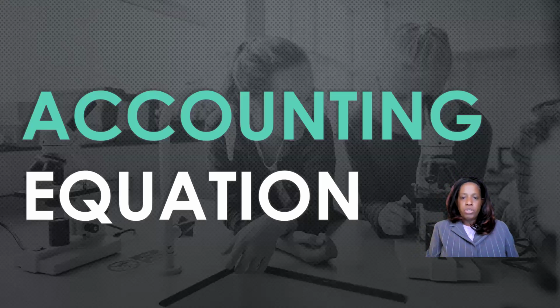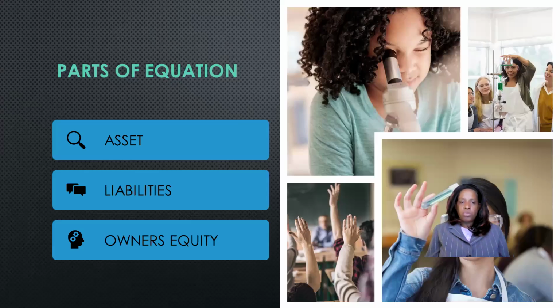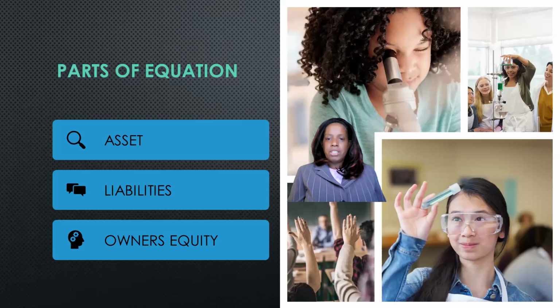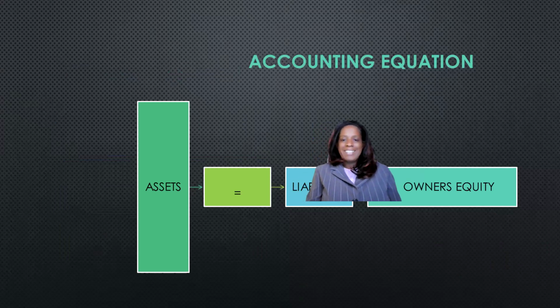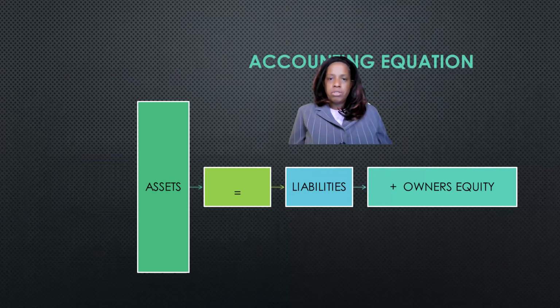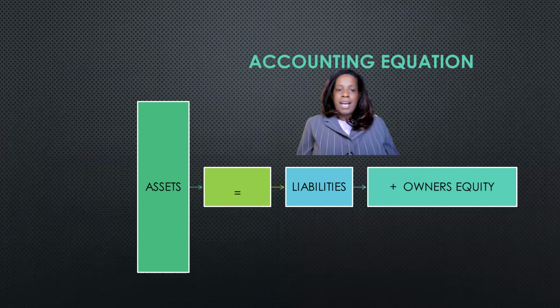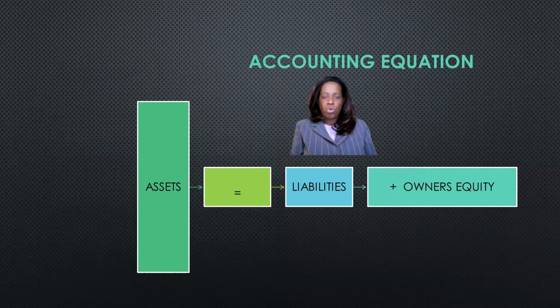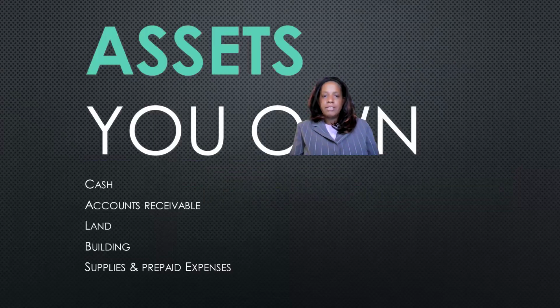Again, the accounting equation. When you look at the accounting equation, it has some parts. The first one is assets, the second is liabilities, and the last one is owner's equity. The accounting equation is assets equal liabilities plus owner's equity. Again, assets equal liabilities plus owner's equity. And we'll define each one of these terms in the upcoming slides.